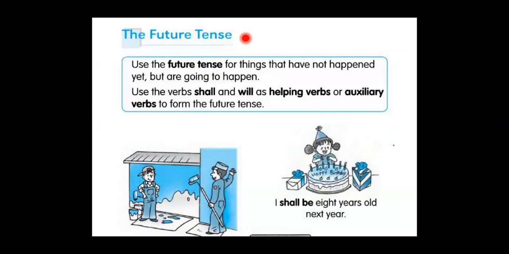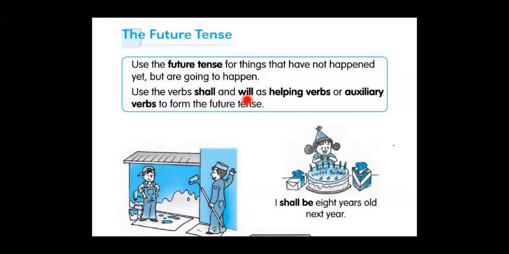In future tense, let's see what happens in the future tense. Use the future tense for things that have not happened yet, but are going to happen, okay? So future tense talks about something which has not happened yet and will happen in the future. That is nothing but future tense.